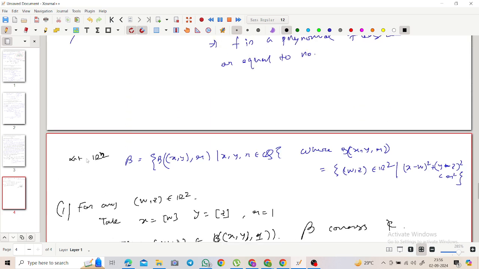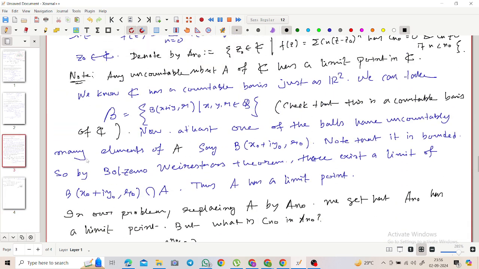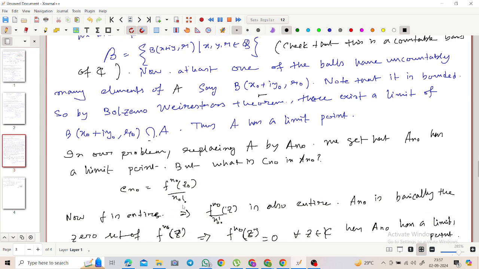So C has countable basis. Since C has countable basis, any uncountable subset A of C has a limit point in C. Why? Because again, by that countability argument, uncountably many points of A must be inside one ball. We call it this ball. Note that this is bounded, with radius R naught. So by Bolzano-Weierstrass theorem, there exists a limit point of this set. So A has a limit point. Now replacing A by A_N0 in our problem, we get that A_N0 has a limit point.